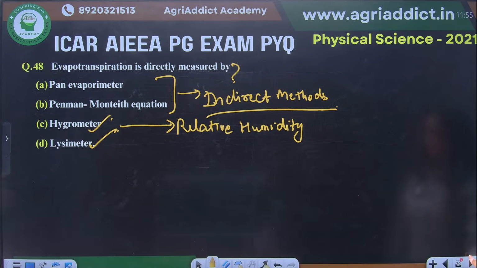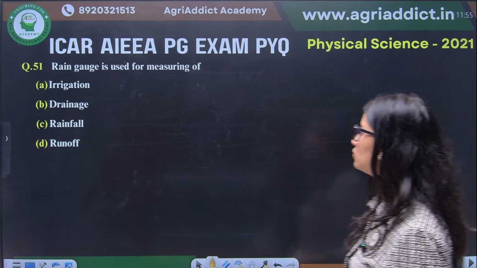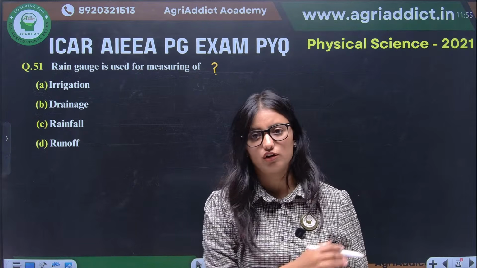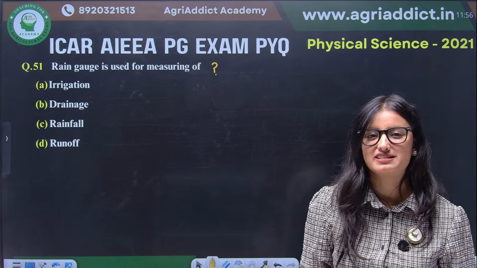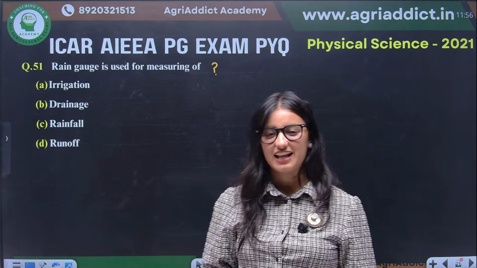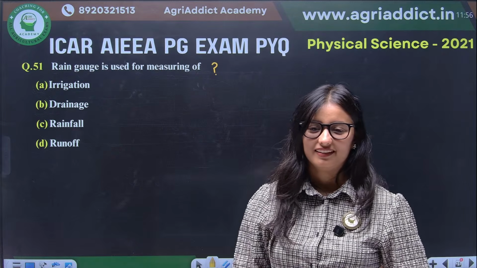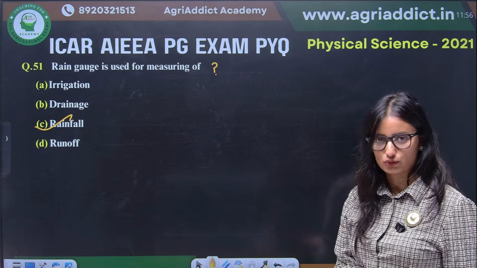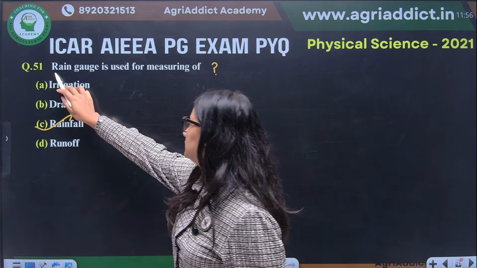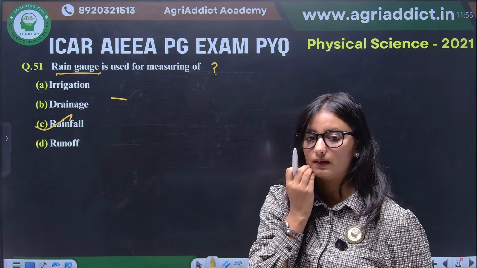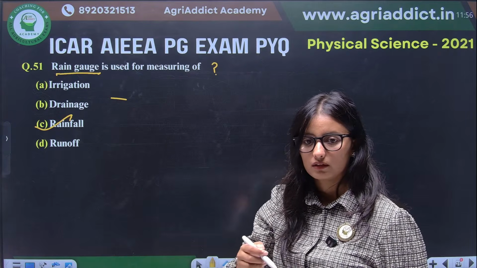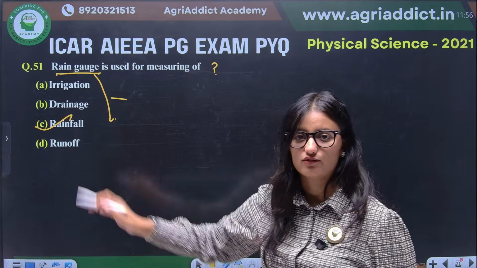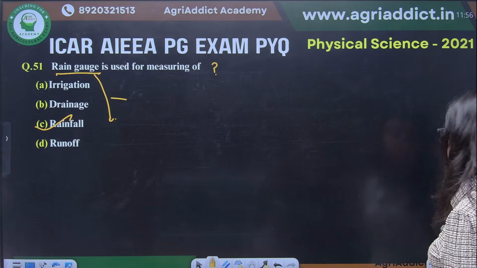So let's move to the next one. Rain gauge is used for measuring what? Irrigation, drainage, rainfall, runoff. Rain gauge, its name indicates the answer. Now tell me. Very good. C is the correct answer. Again, this is a direct question, so you should know all the instruments required for measurement of different things. So rainfall is the correct answer. Rain gauge is used for rainfall.